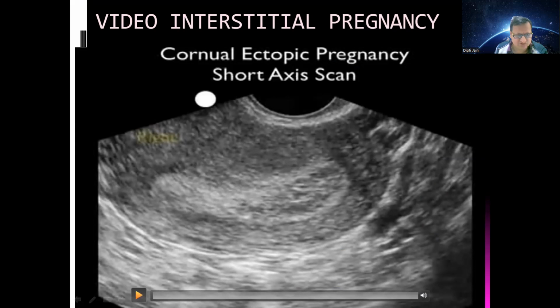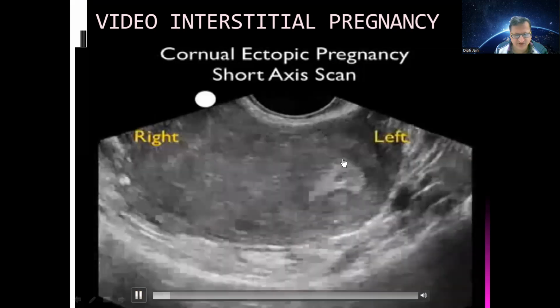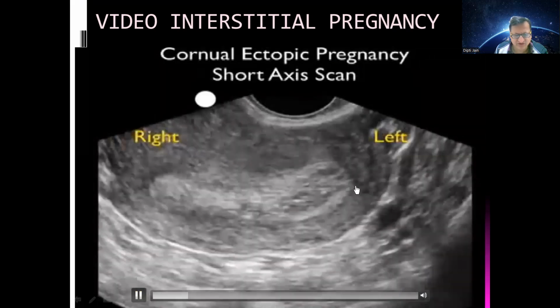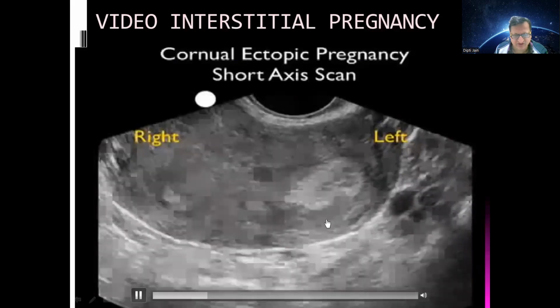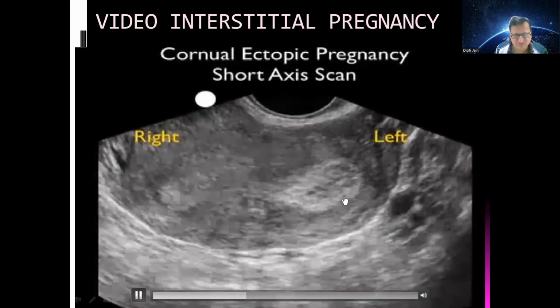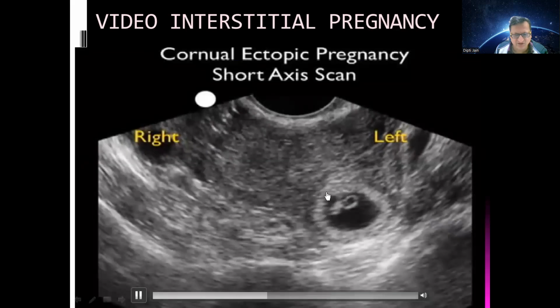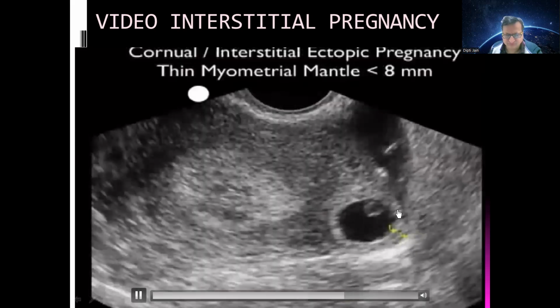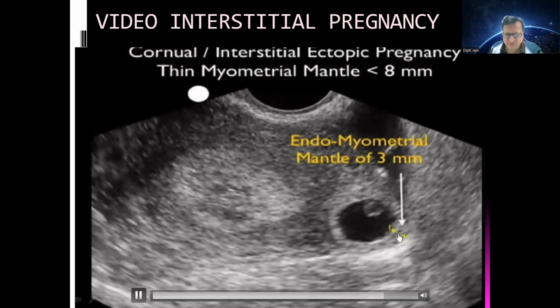You can have a watch. This is the endometrial cavity, and this is the sac. Here is the sac, which is not attached to the endometrial cavity and is far from the endometrial cavity. This is the ectopic pregnancy. There is thinning of the myometrial mantle to 3 millimeter, that is, less than 5 millimeter.